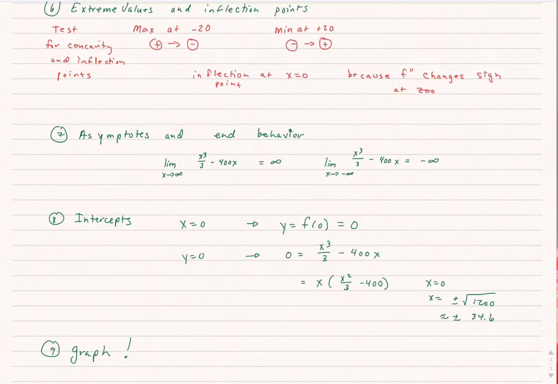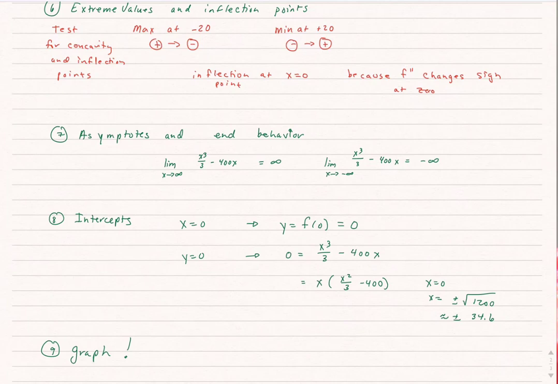To find my x and y intercepts, I first let x equal 0 and I solve for y. When I plug 0 in for f of x, I get that y is equal to 0. To solve for when y is equal to 0, I set 0 equals x cubed divided by 3 minus 400x. I factor out an x, and I see that I get either x equals 0 or x is equal to plus or minus the square root of 1200, which is approximately 34.6.